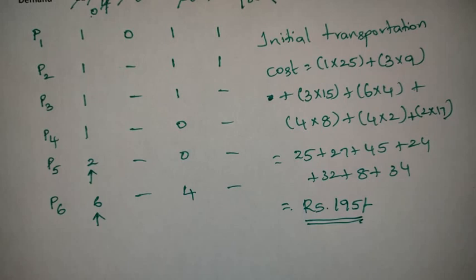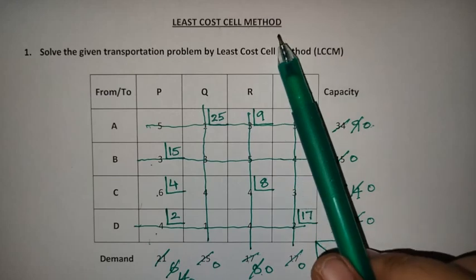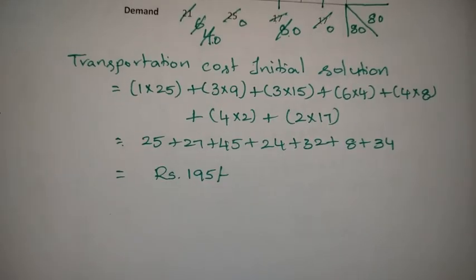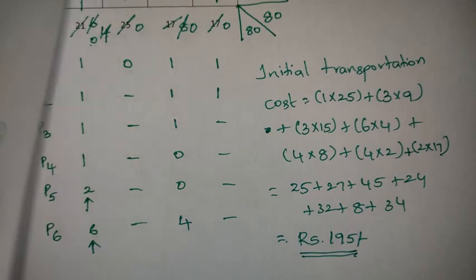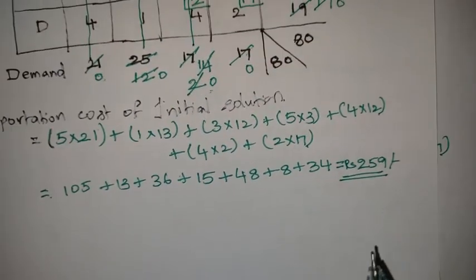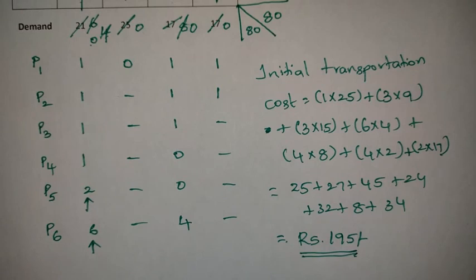This is the solution if you solve by Vogel's approximation method. See here, I solved the same problem in previous videos with the least cost method. What solution did I get? The same, 195 rupees. And I also solved the same problem in a previous video by the northwest corner cell method, where I got a value of 259 rupees. So what is the best method now? In the first method 259, the second method 195, and in the third method also 195 rupees.